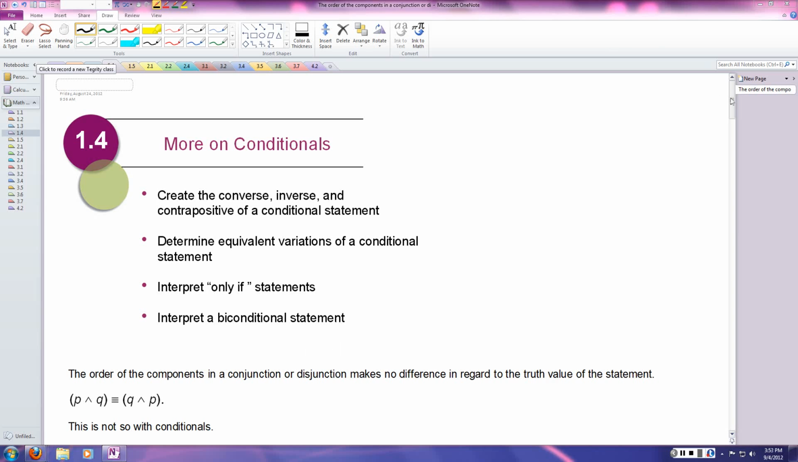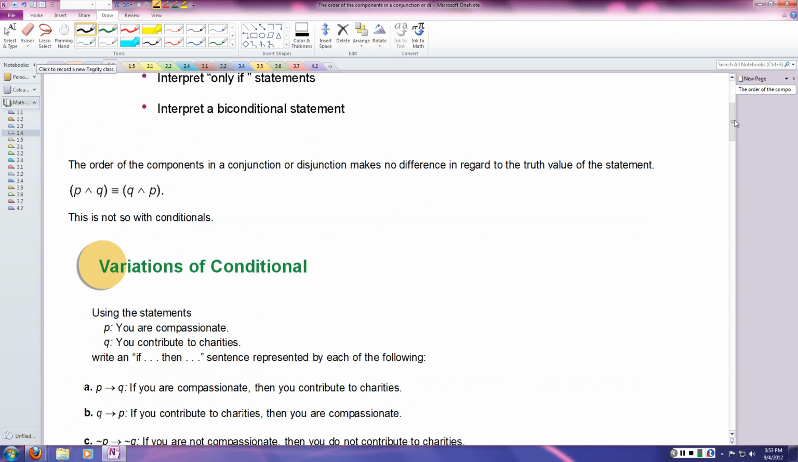The order of components in a conjunction or disjunction makes no difference to the truth value of the statement. So I can say P and Q, and that's equivalent to saying Q and P. The equal sign is equivalency. This is not so with conditionals. If I say P implies Q, this is not the same as Q implies P.